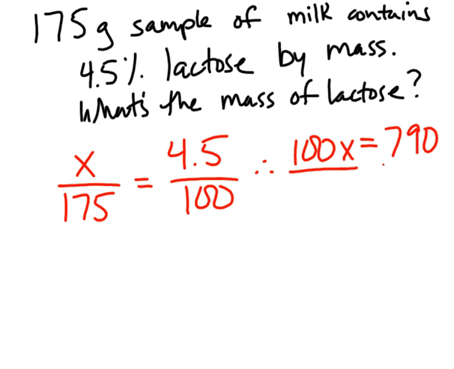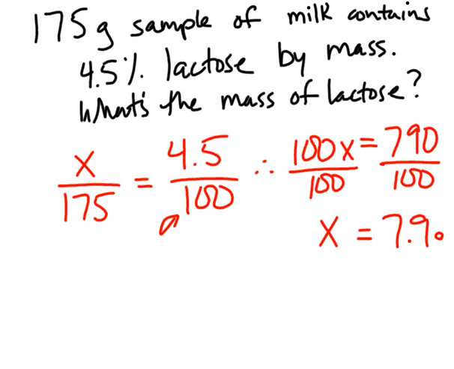Then I divide both sides by 100. Remember, this 100 right here is a factor, so it's not going to play any part in our sig figs. My final answer should still have 2 sig figs, so my final answer is 7.9 grams. The reason I know it's grams is because I want to know the mass of the lactose. To sum it up, if I had a 175 gram sample of milk and 4.5% of it is lactose, then I know that there is 7.9 grams of lactose in that 175 grams of milk.